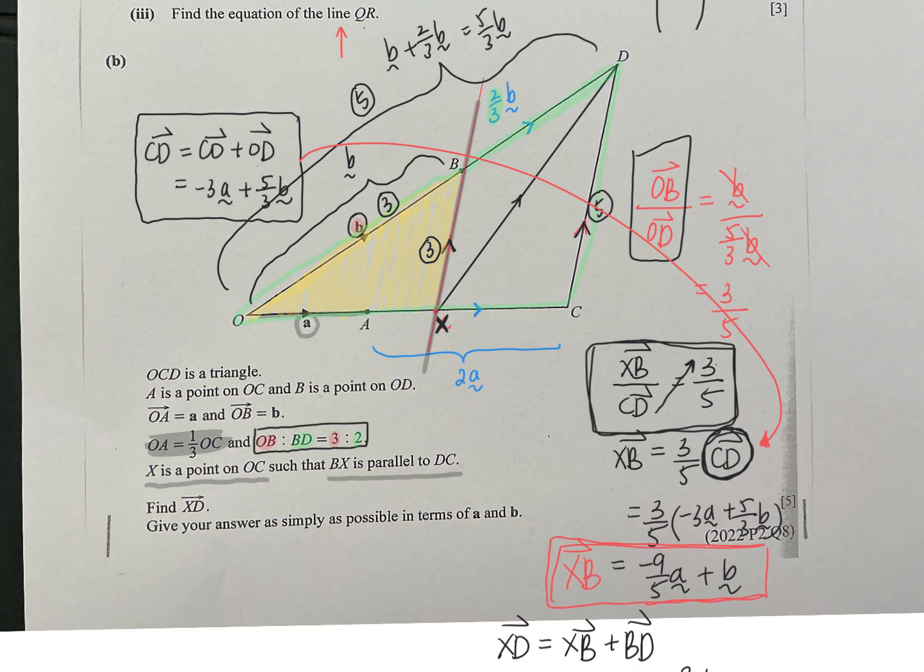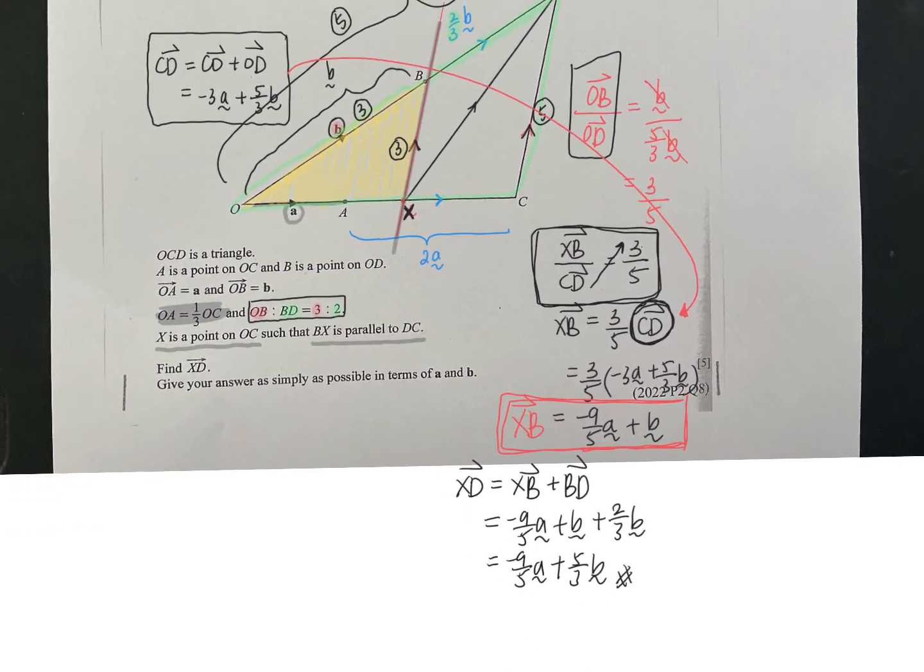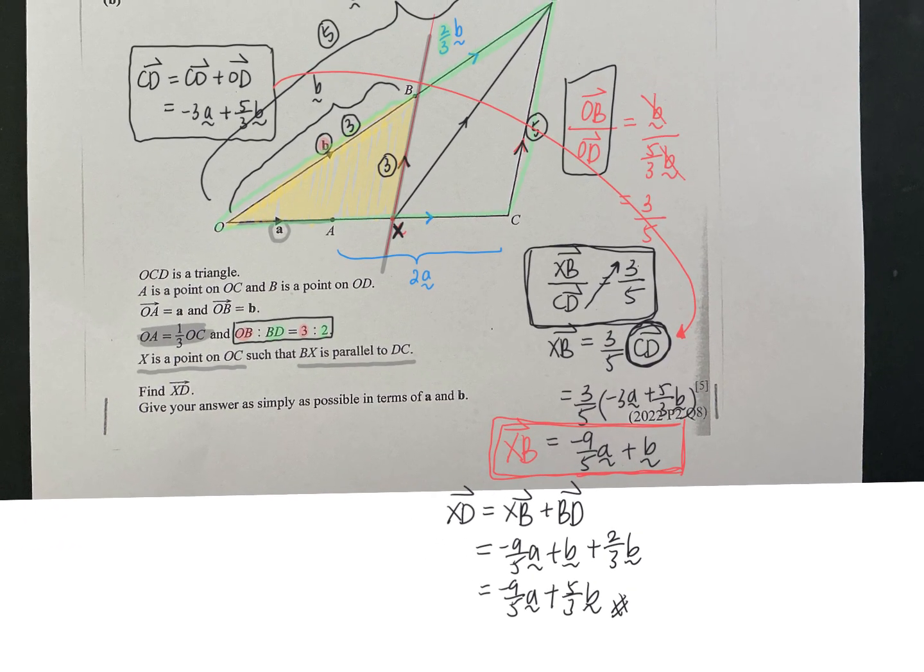Once you find XB, then finding XD is no problem, because XD is XB plus BD. So you just add them up and then you should get the answer. Okay, can I leave the working here?